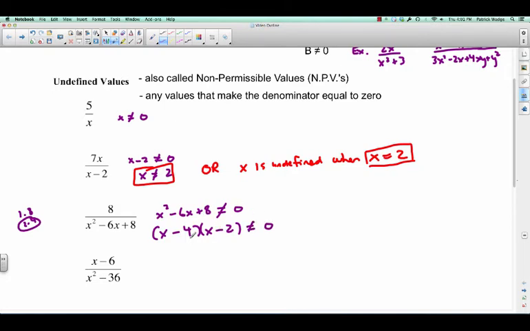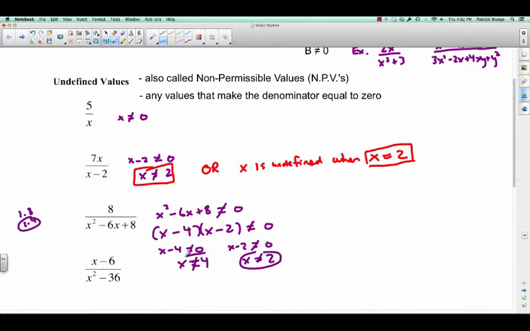Now, we use the zero product property. If this times this equals 0, or in this case doesn't equal 0, what would make it equal to 0? Either if this, x minus 4, equaled 0, or this, x minus 2, equals 0. In this case, we don't want it to equal 0, so we'd put it like that. Add 4 to both sides on this side, you get x does not equal 4. x is not allowed to equal 4. Add 2 to both sides here, you get x is not allowed to equal 2.